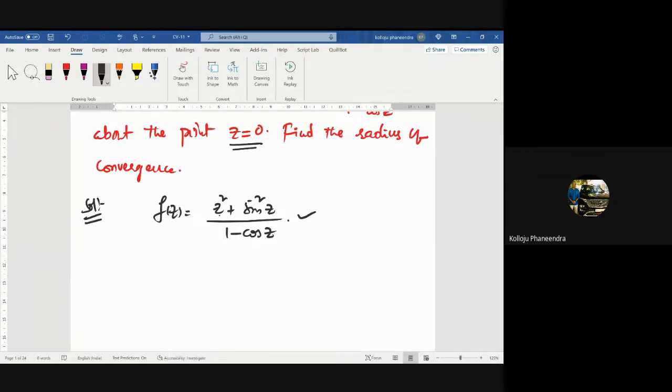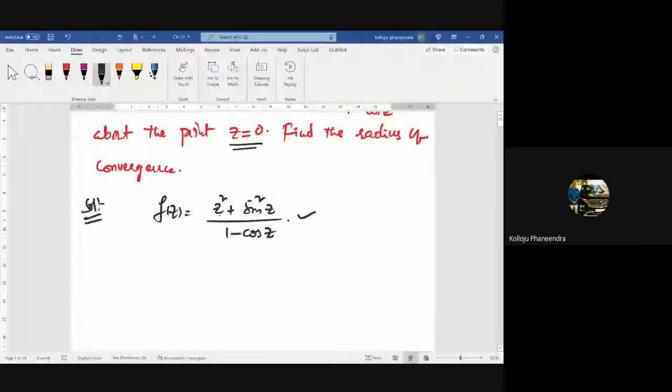See, this is the behavior of this function. At the point z equal to 0, where we have to find the Taylor series expansion, the function f of z is having indeterminate form. Then what we have to do? We have to apply L'Hospital rule to find its value at z equal to 0, right? But here we need only the series expansion, Taylor series expansion.